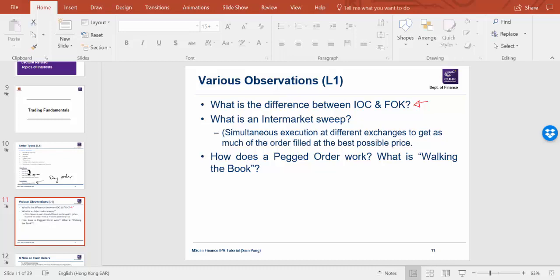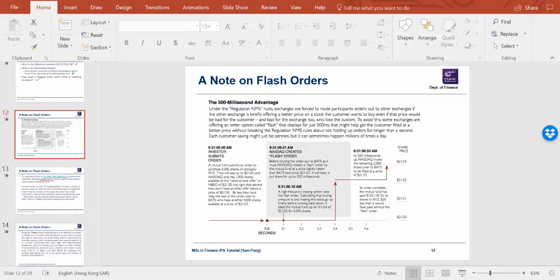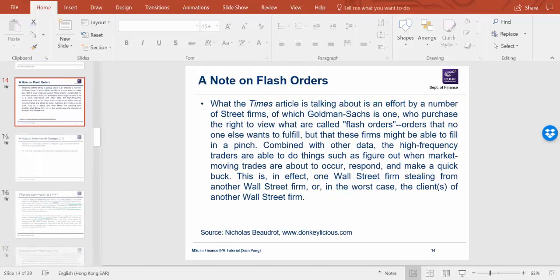We've already talked about IOC and FOK. Intermarket sweeps and flash orders are not so important, but then again, I said it's a very interesting topic. And pegged orders, well, we talked about that too. There is some information on the flash order that you can read if you want to.